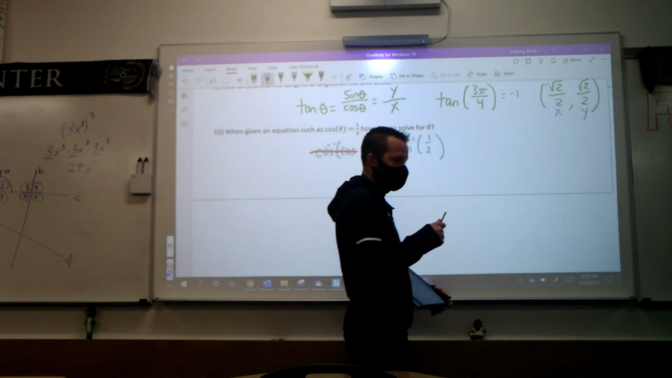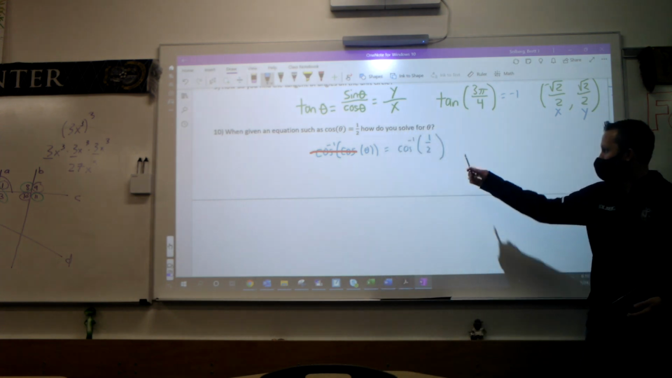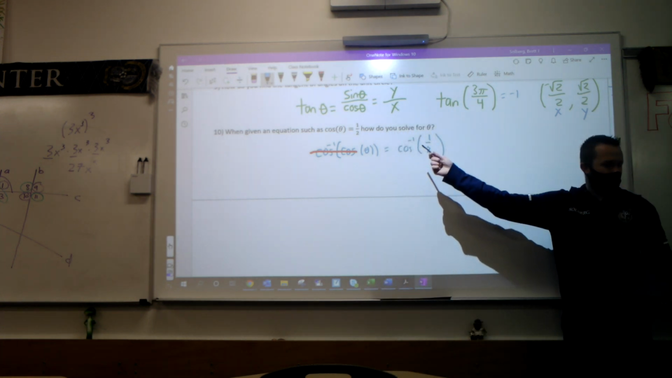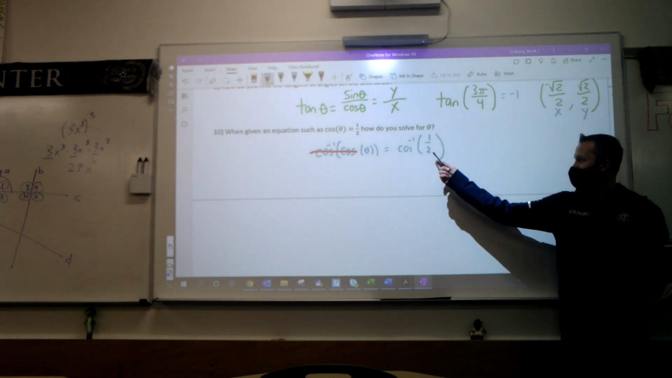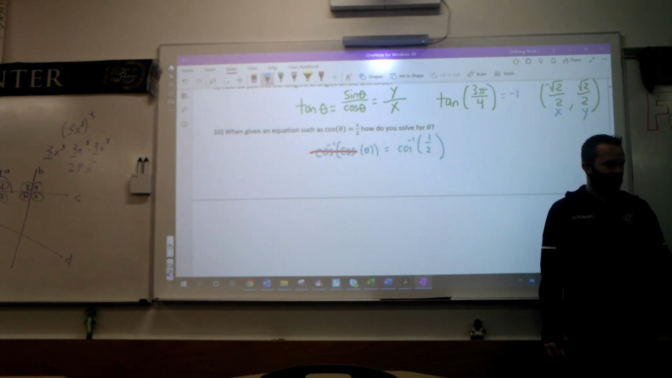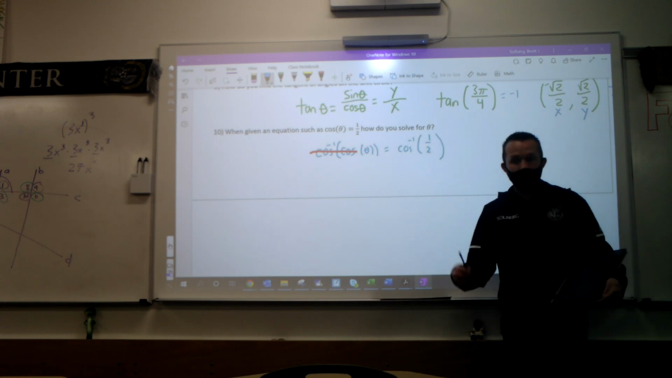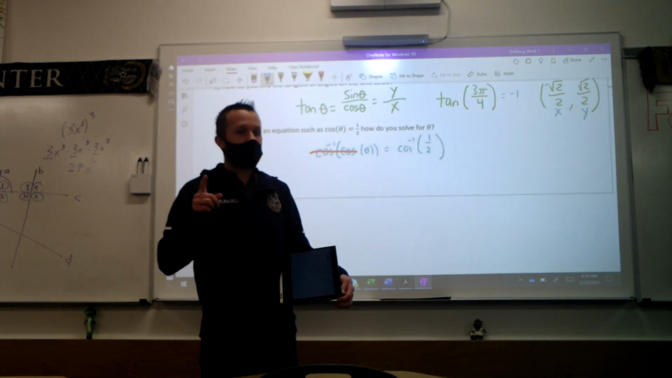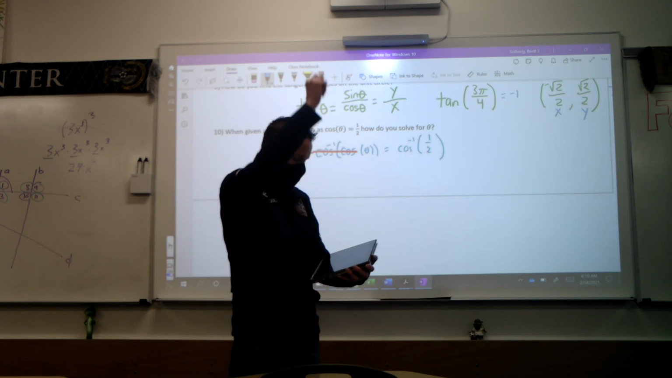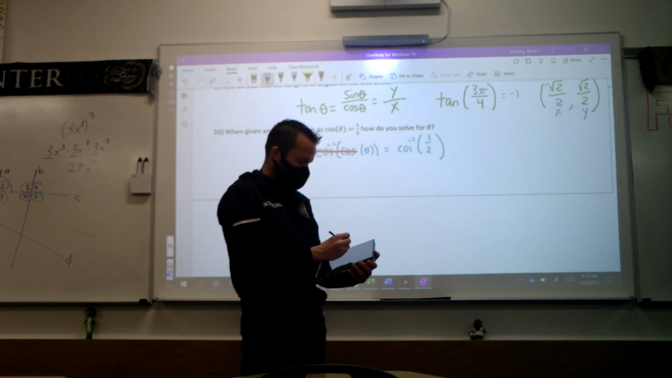Get out your unit circle, guys. And if we're talking about cosine, which letter are we talking about, x or y? X. I want you to look on your unit circle at your x values, and I want you to see where is the x value 1/2. So it's at 60 degrees, and where else? 300 degrees.